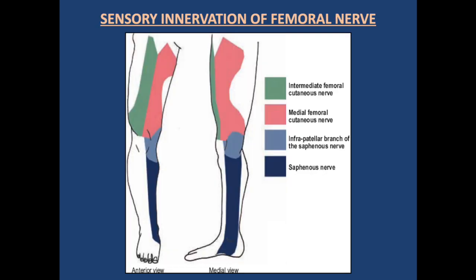This is a diagram showing the sensory innervation of skin, in which you can see the green is intermediate femoral cutaneous nerve, pink is medial femoral cutaneous nerve, which supplies medial of the thigh, and the intermediate supplies intermediate portion of the thigh. The lateral portion is supplied by lateral femoral cutaneous nerve. In light blue we can see infrapatellar branch of the saphenous nerve, which supplies small portion near the knee. The fourth cutaneous nerve is depicted in blue, which is saphenous nerve, which supplies medial side of the tibia up to the big toe.